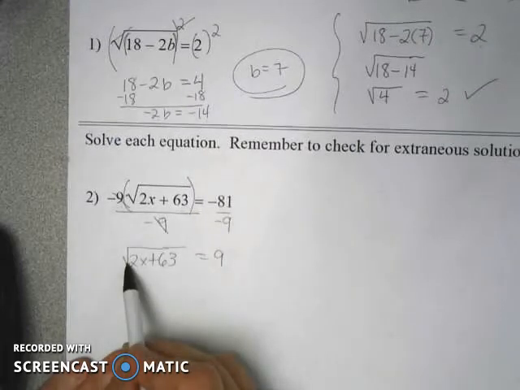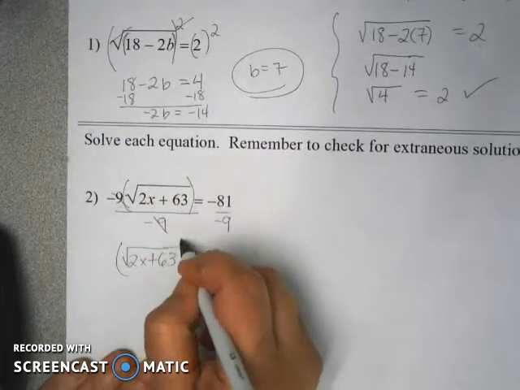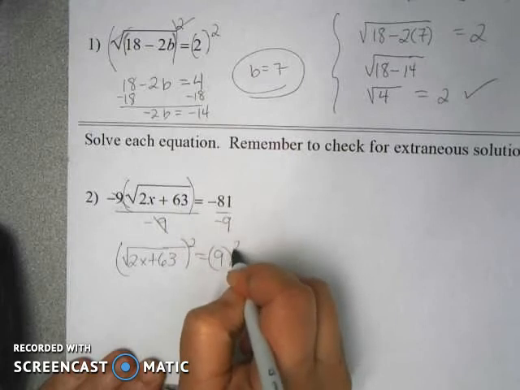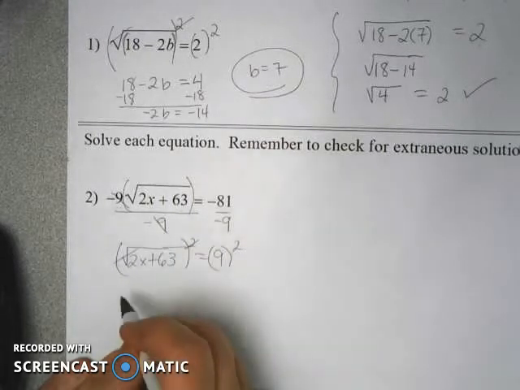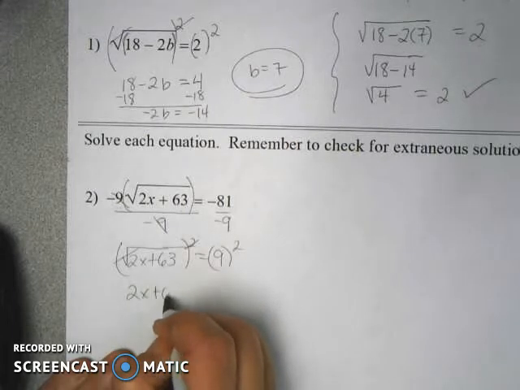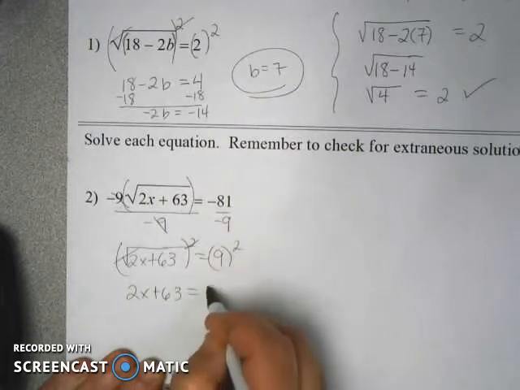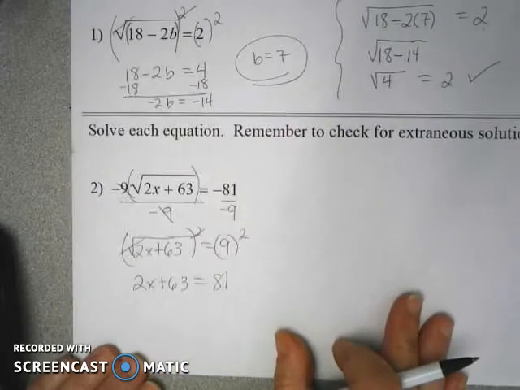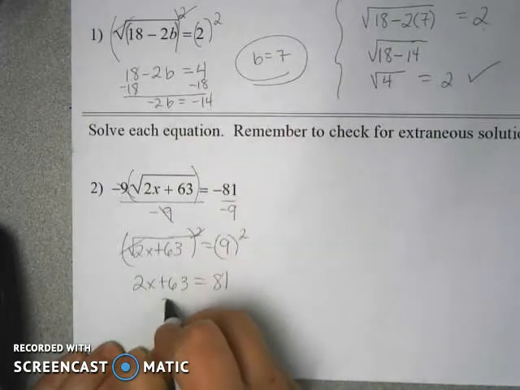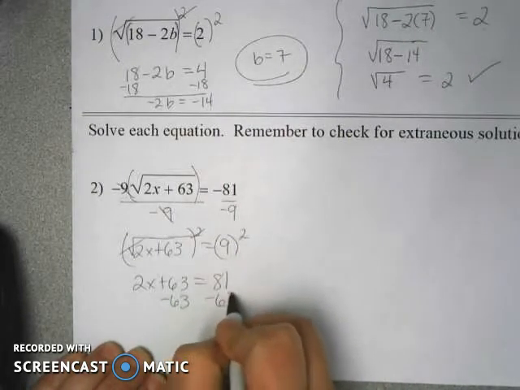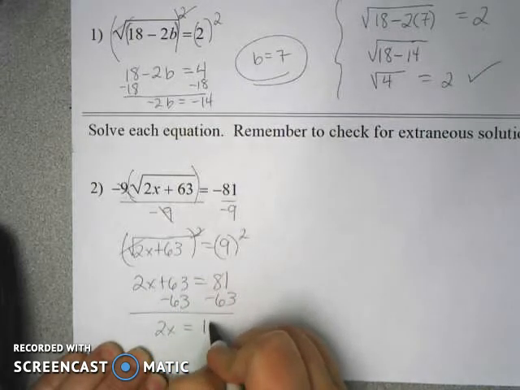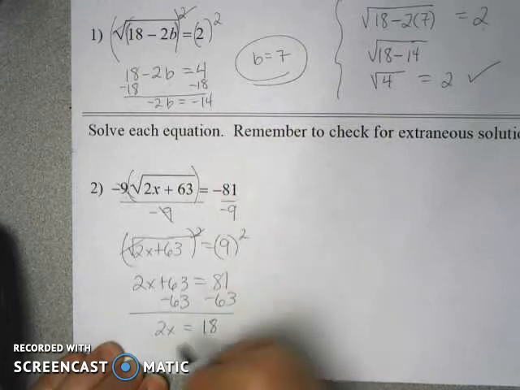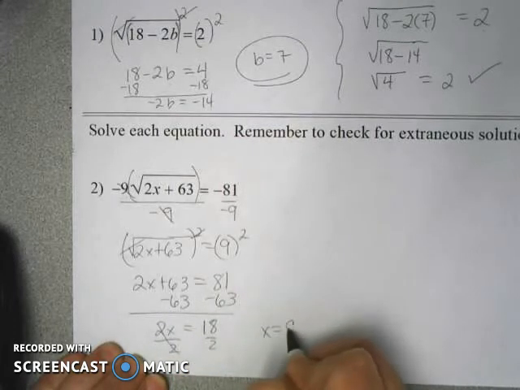Now I want to undo the radical, and the way to do that is to square both sides. And so this radical will cancel with that square. So I've got 2x plus 63 is equal to 81. And now it becomes a fairly easy equation to solve. So 2x is equal to 18. And now I just divide by 2. And x should equal 9.